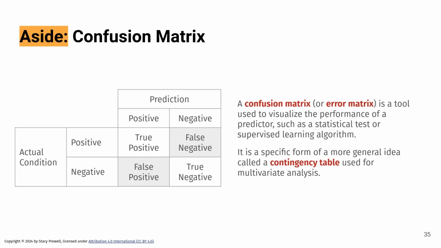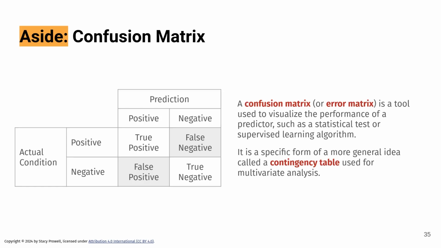As an aside, I mentioned false positives. Let's think about what that means. You probably are hopefully familiar with the idea of a confusion matrix, but just in case you're not, this is an example of a confusion matrix. It's a tool used to visualize how a predictor performs.